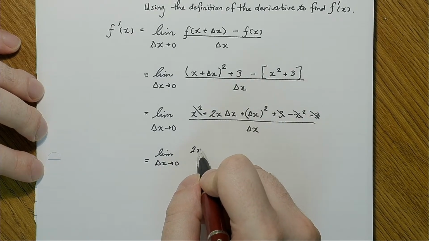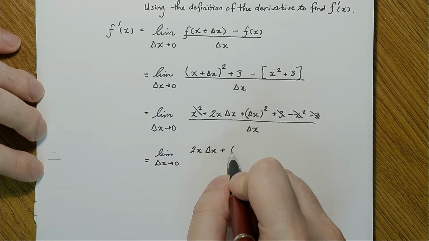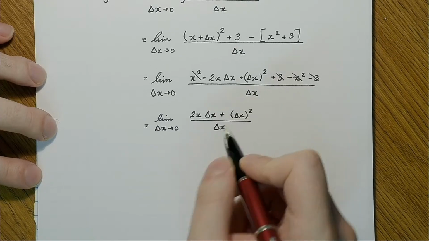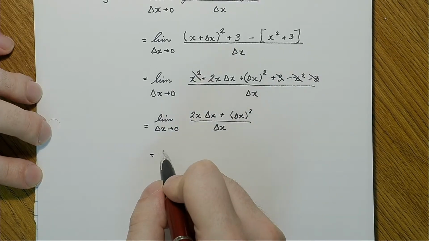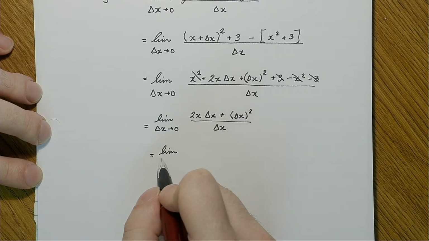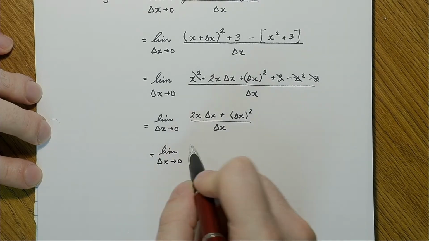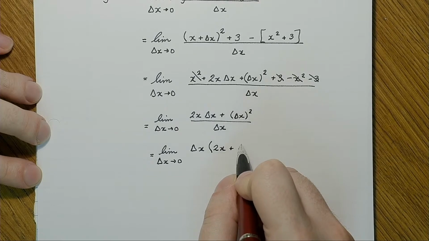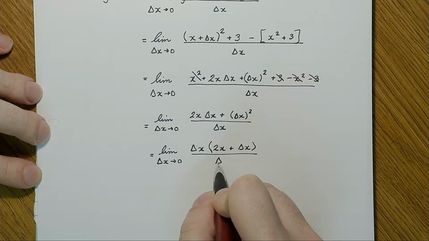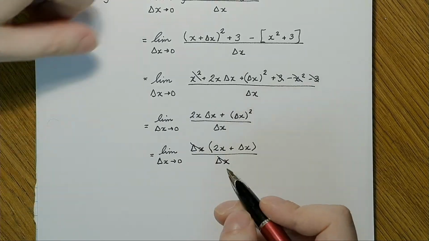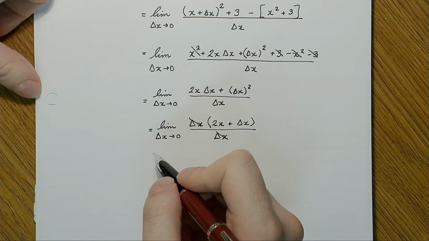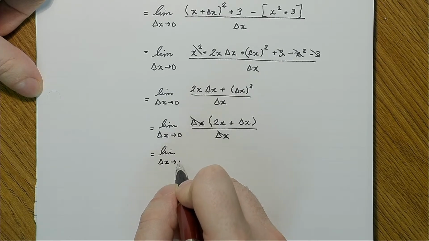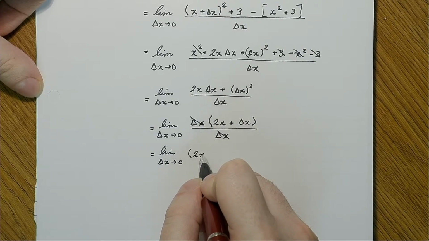So I have 2x delta x plus delta x squared, still haven't taken that limit yet, Joe. So I'll factor this out. I have 2x plus delta x. That cancels. So now, no, I haven't taken the limit yet. Still not taking the limit, still there. So now I'm left with 2x plus delta x.